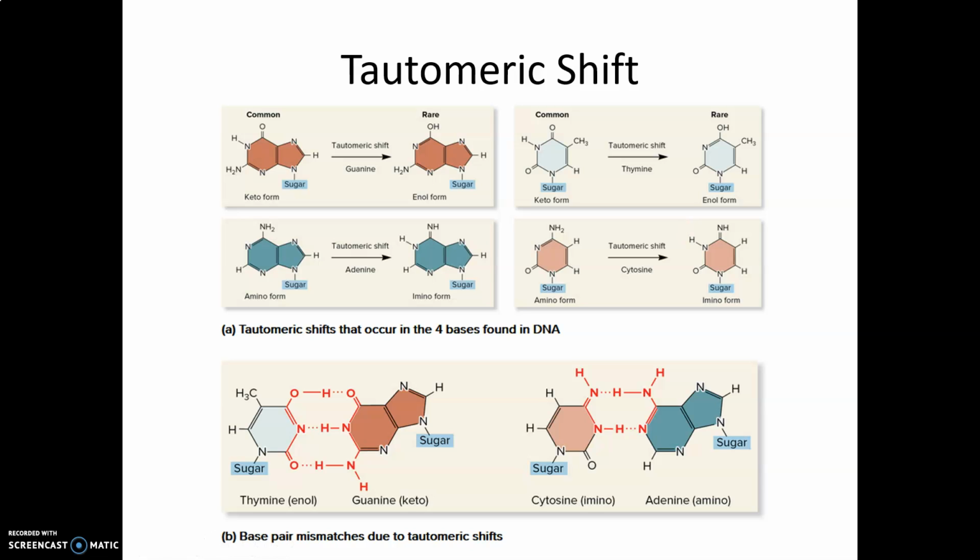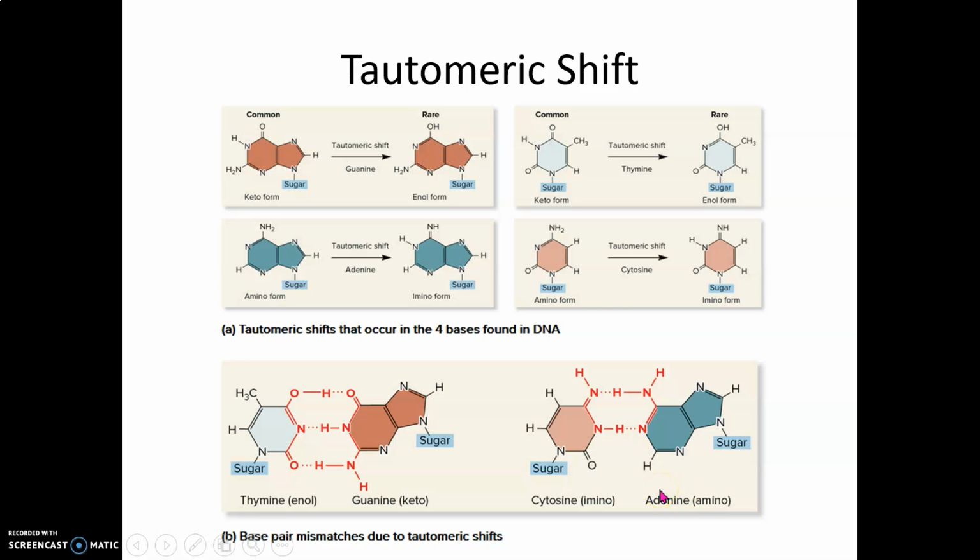We have these tautomeric shifts. So think back to chemistry and tautomers. And this is where we know like molecules are always undergoing these changes. And so it can exist in two forms here, the keto and the enol. And now depending on where it is, it could look like something different. Okay? So here we look at two shifts and how they're going to bind. If we have these tautomeric shifts, thymine can bind with guanine and cytosine can bind with adenine.